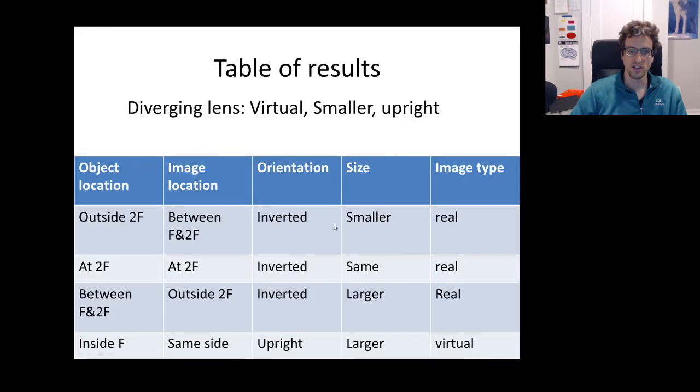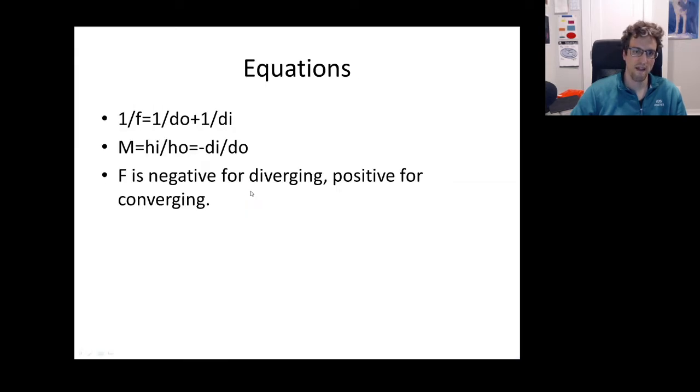Next up. All right, so this is sort of like a summary of all that. For diverging lenses, it's always virtual, smaller, upright. Here are the details. Object location outside 2F, between 2F and F, it's inverted, etc. You can pause the video and copy it down.